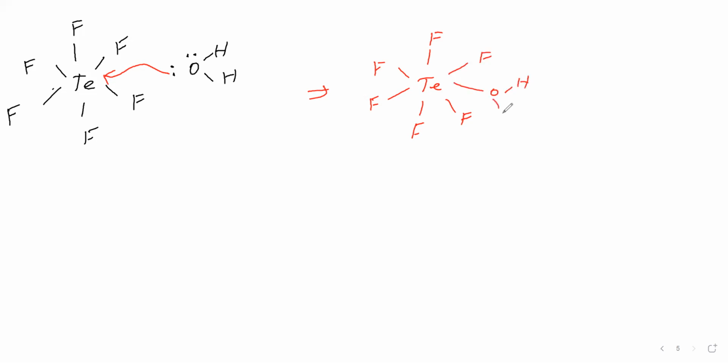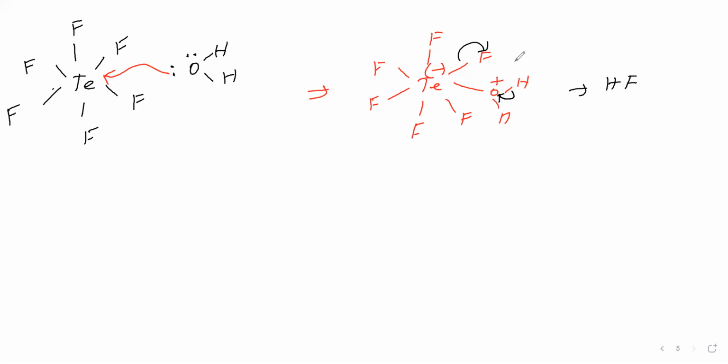We are getting like this. Here positive, here negative formal charges will come. Next step, this bond is migrating, this bond is migrating. Therefore HF is leaving. That means in the place of F, OH is there.